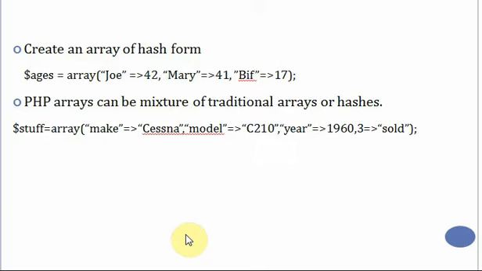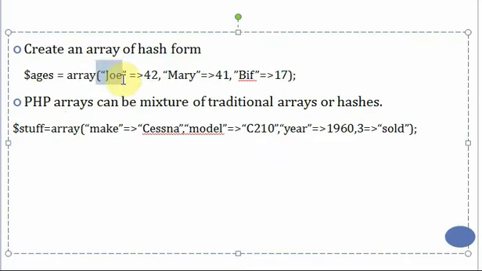And the next example, we have an example here: create an array in hash form. So what is happening here? You have an array whose name is ages, and it has the key Joe with value 42, Mary with 41 and Biff with 17. So this is another way, the array in hash form, which is a combination of keys as well as values. A PHP array can be a mixture of traditional array and hashes.